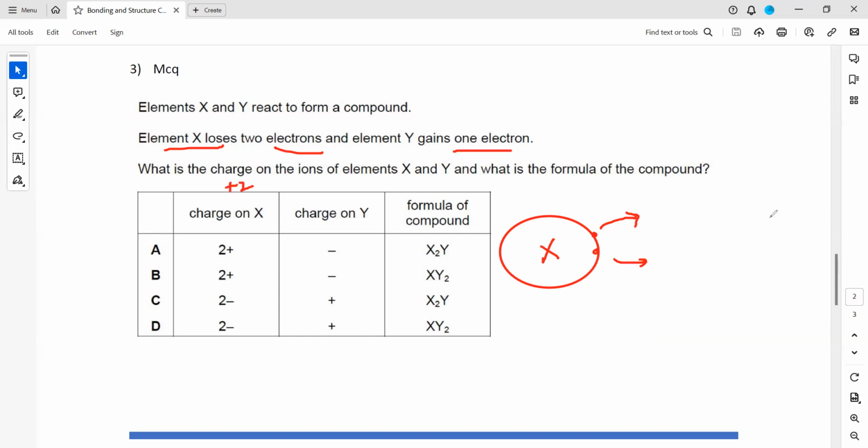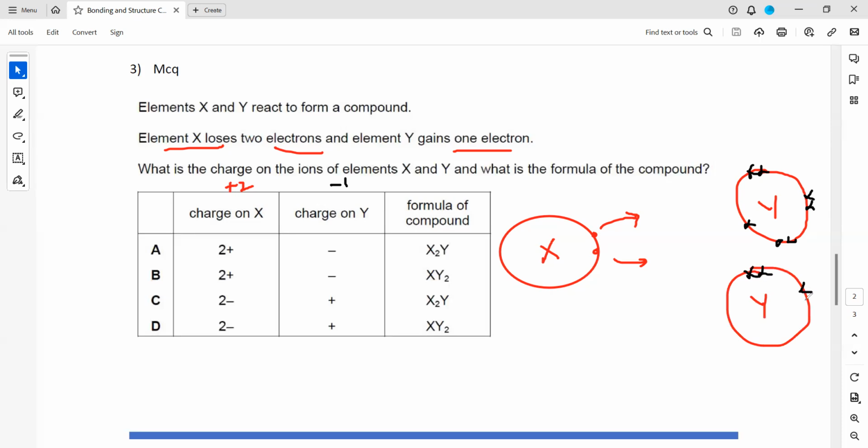And Y has the tendency to gain 1 electron. It means 7 electrons are already there in Y, so it needs 1 to be stable. So it gains 1 electron, and the charge on Y will be -1. But what should be the formula of the compound? Because if X is losing 2 electrons, one Y can gain only one electron. So there must be another Y to gain the second electron.